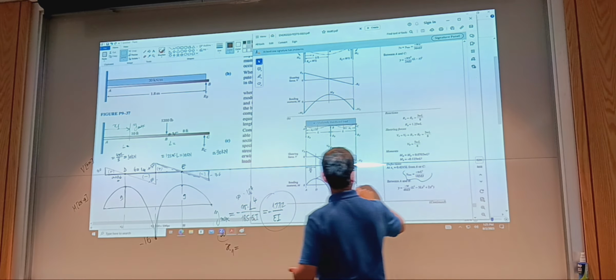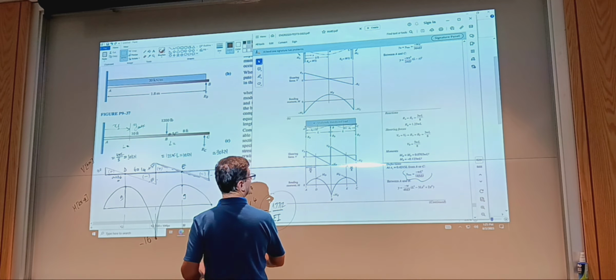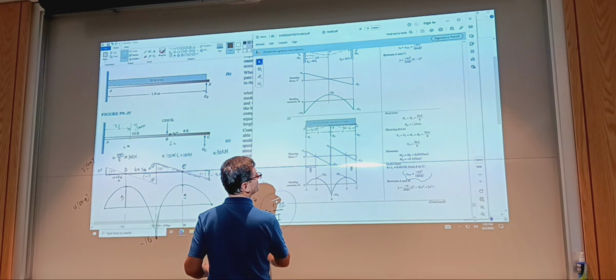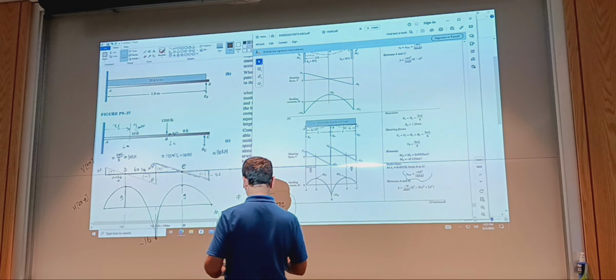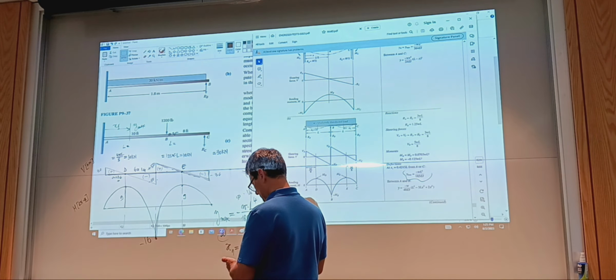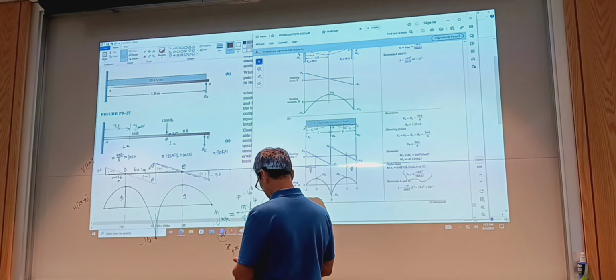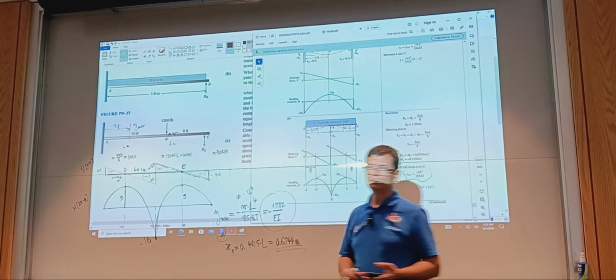And it happens at x1 equals, it says from the figure, 0.4215 times L. So 1.6 times 0.4215 equals 0.6744 meters for our problem.